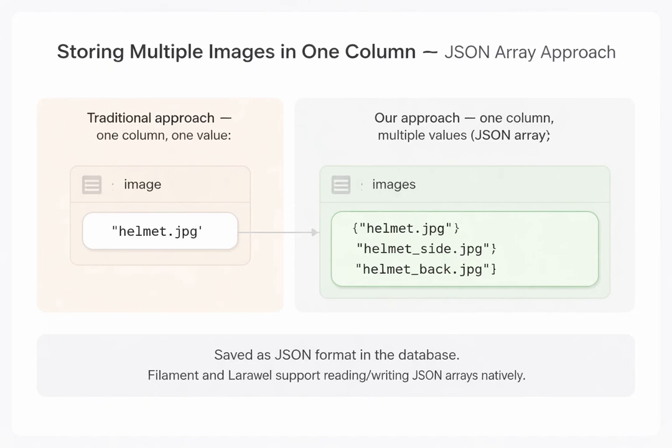Let's take a moment to understand the multiple images concept, because this is something new. Up until now, you've probably stored one value per column. For example, one image file name per row. But what if a product has 3 or 4 photos? You could create separate columns like image 1, image 2, image 3, but that's messy and inflexible. The better approach is to store all image paths as a JSON array in a single column. So instead of one string, the column holds something like square bracket, image1.jpg, image2.jpg, image3.jpg, close bracket. Laravel and Filament handle this natively, making it easy to save and retrieve multiple images from one column.